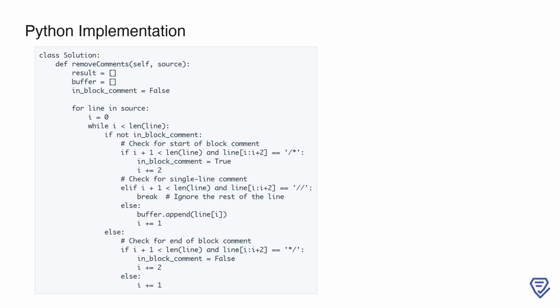For a block comment, we set in_block_comment to true and skip the next character. For a single-line comment, we break out of the while loop, effectively ignoring the rest of the line. If neither condition is met, the character is added to the buffer, and we move to the next character.